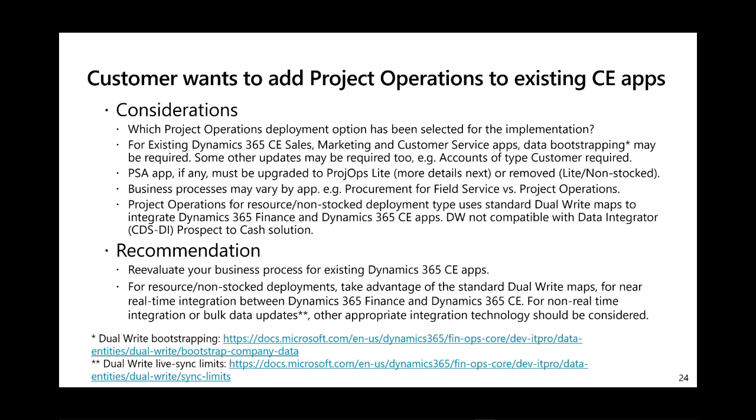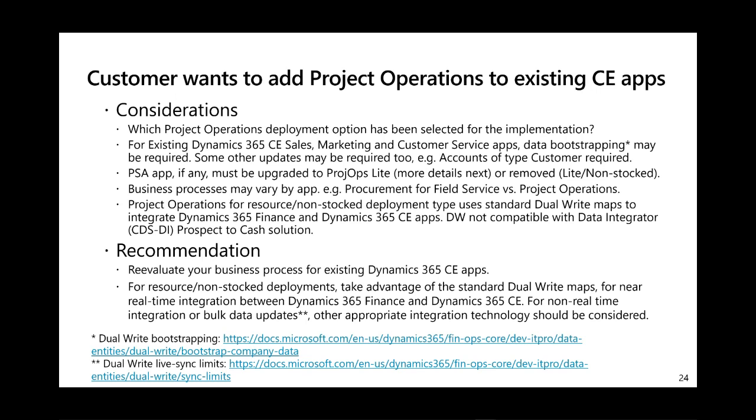Another thing to bear in mind, and this obviously is not really specific to this scenario, is that you're changing how your business is going to work as a result of doing this. So business processes need to be thought about again. Your business processes may vary by app. So say, for example, you're using field service today and now you're adding project operations. Well, field service, for example, has some procurement capabilities, whereas project operations is relying on the supply chain management functionality in finance and operations for any procurement.